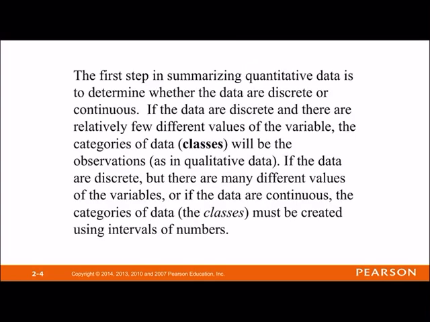Okay, so the first step in summarizing quantitative data is to determine whether the data are discrete or continuous. If the data are discrete and there are relatively few values of the variable, the categories of data, the classes, will be observations, as in qualitative data. If the data are discrete but there are many different values of the variable, or if the data are continuous, the classes must be created using intervals of numbers. So again, discrete: 1, 2, 3, 4, 5, 6. If it's continuous, it can be 1, 1.2, 1.3, 1.4, 1.34, and so on and so forth.